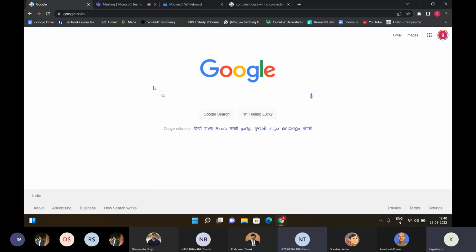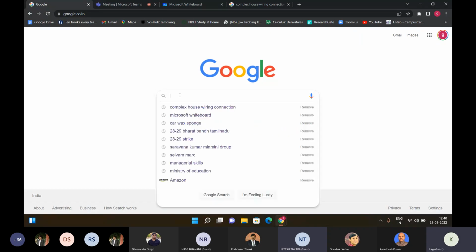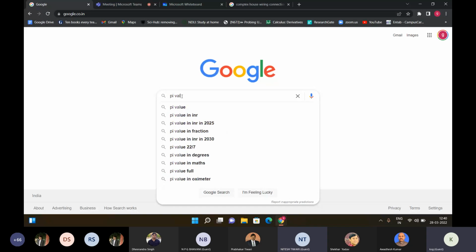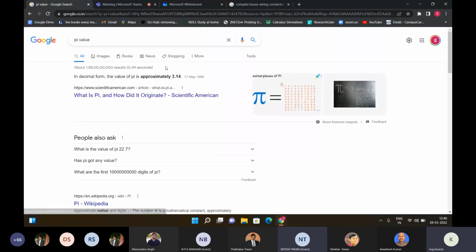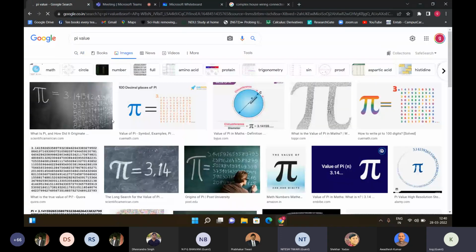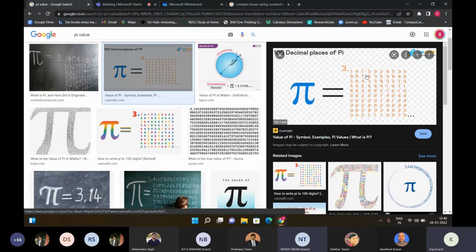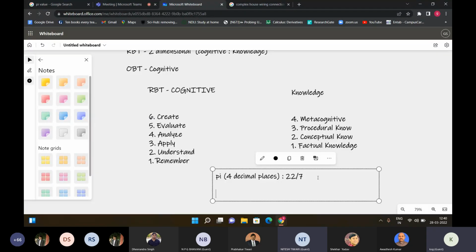Right. Now, first we looked at the value of pi. When you look at the images, what is the value of pi? It is 3.141592 and so on. So for the time being, let us say the value of pi is 3.1415. Now, what is the value of 22 by 7?